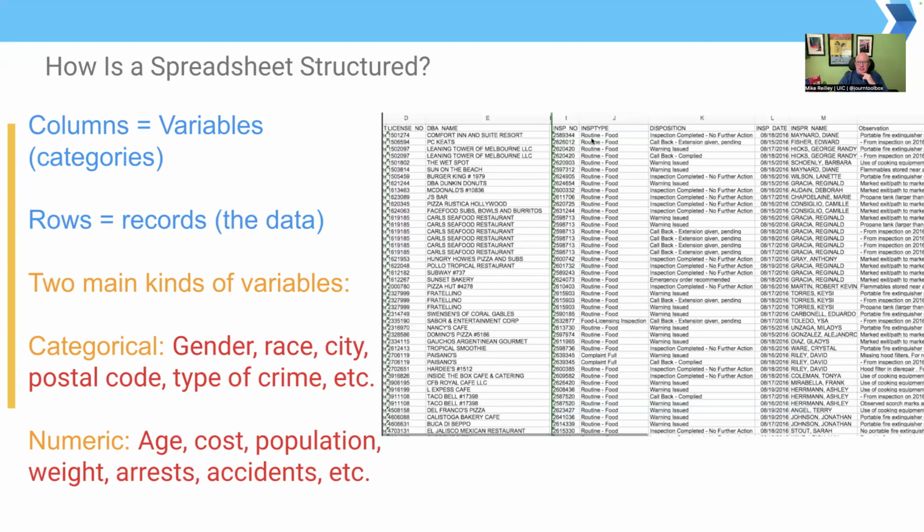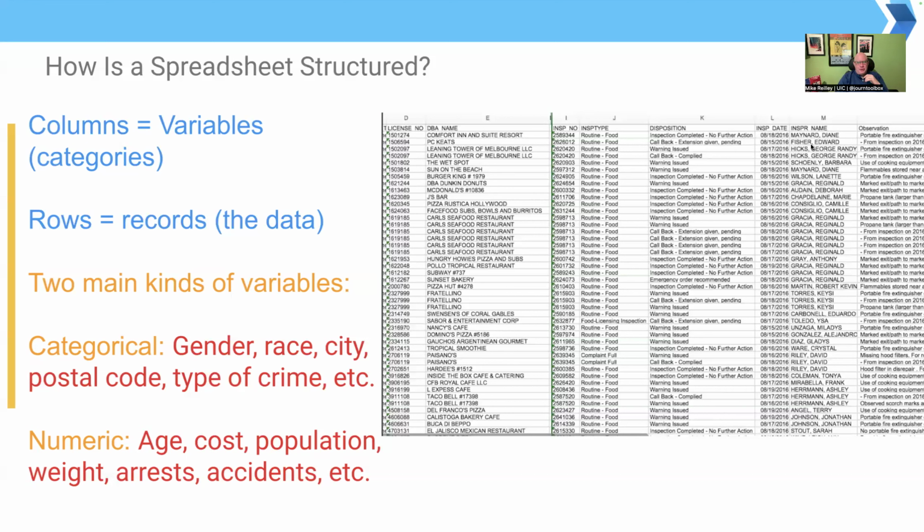So type of inspection: routine food, or a licensing inspection, or a complaint that came in and they're going and checking it out. It's got the name of the business here, the disposition. Was the inspection completed? No further action, or was there a warning, or were they shut down? Some of these will say that the restaurant was shut down. I always look at this data set before I ever go eat out someplace new. I like to see even places I've gone for years.